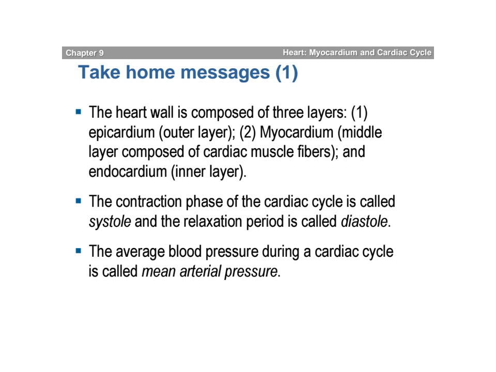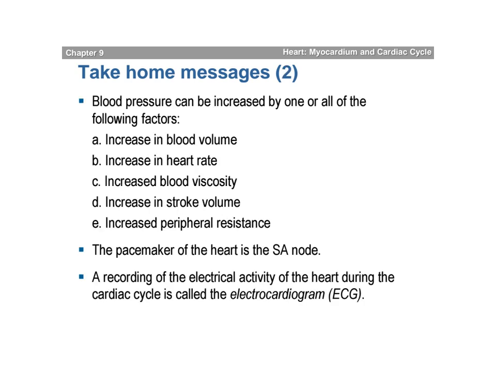The contraction phase of the cardiac cycle is called systole. The relaxation period is called diastole. And a very important parameter that we'll talk a lot about is the average pressure during a cardiac cycle. And this is referred to as the mean arterial pressure, or MAP. The regulation of the mean arterial pressure is extremely important in our bodies. And there's a number of things that influence it.